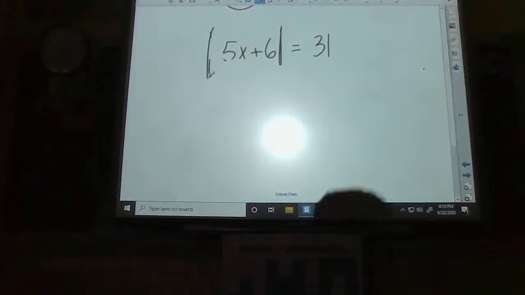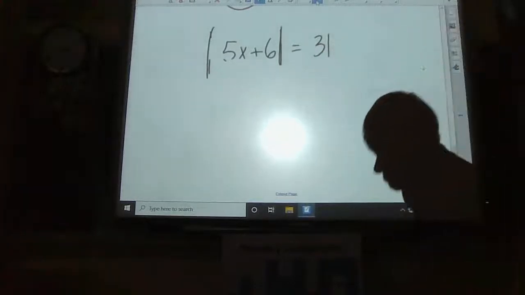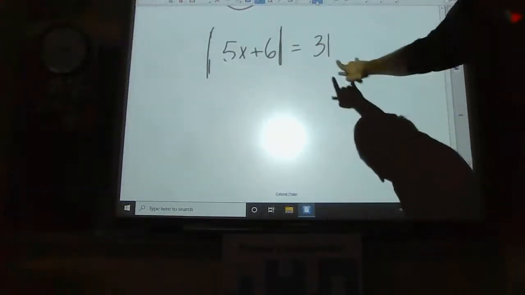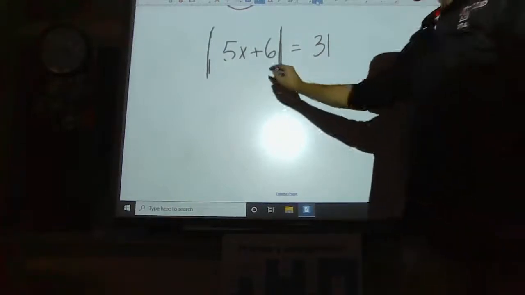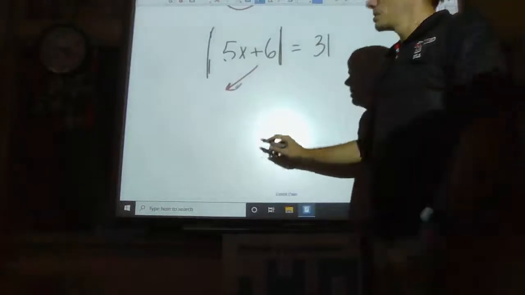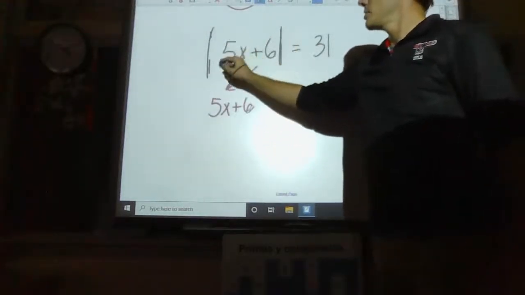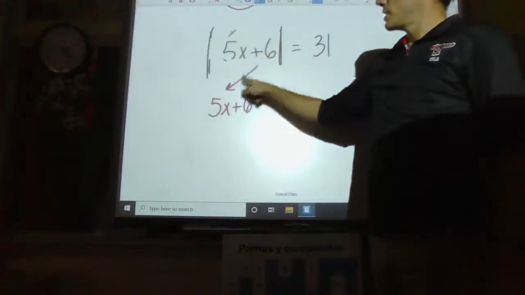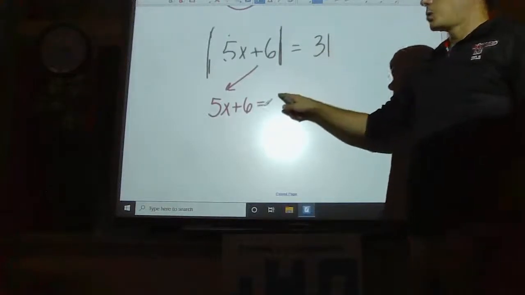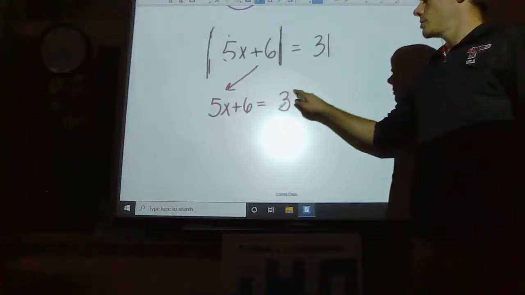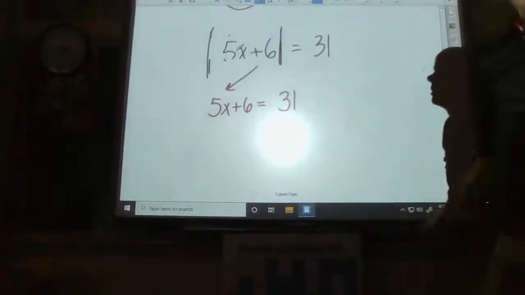And now here's how you do it. You take the problem, and you need to solve this 2 times. The reason we solve it 2 times is because there are 2 numbers that are 31 places away from 0 on a number line, right? So we're going to solve this problem twice. The first time, I'm just going to copy this down. Whatever was inside the absolute value, I just copied it down. I don't have the bars anymore. I'm going to solve this once for 31, because the absolute value of 31 equals 31.